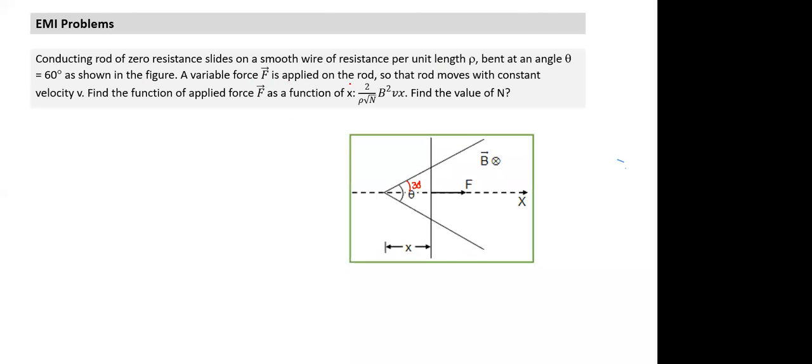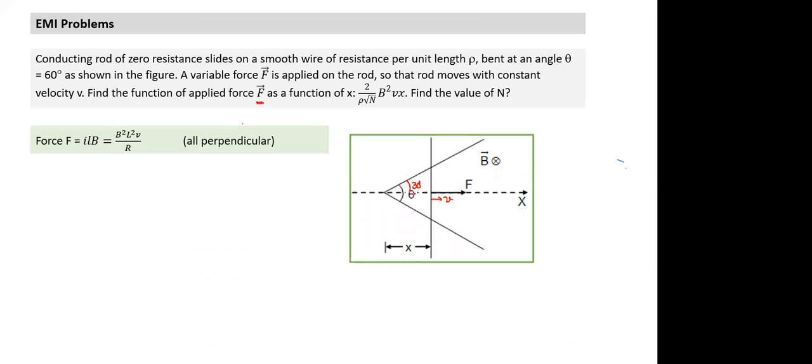A variable force is applied to the rod so that the rod moves with a constant velocity. So what is constant here? V is constant. So how would F vary as a function of X? The first question comes again, start with the end. Why would force vary? What is force equal to? First, if I understand what force is equal to, then I can think which parameter is varying. Force is ILB, and if you substitute, it is B square L square V by R.